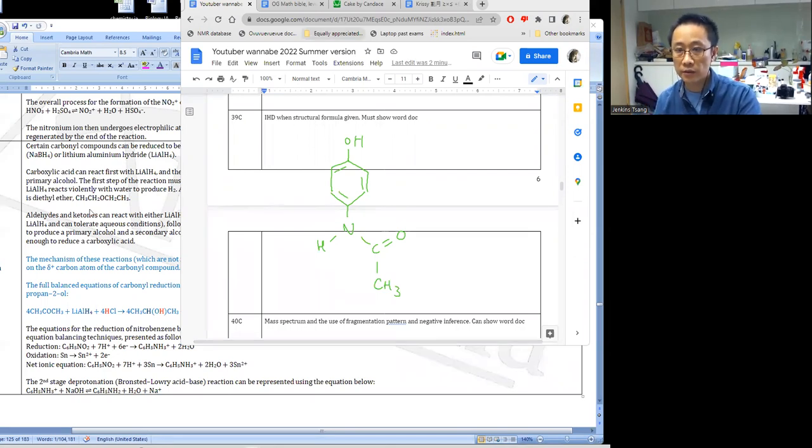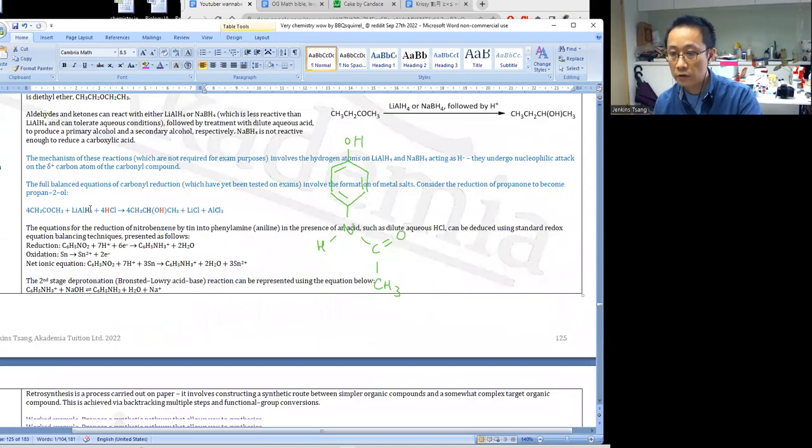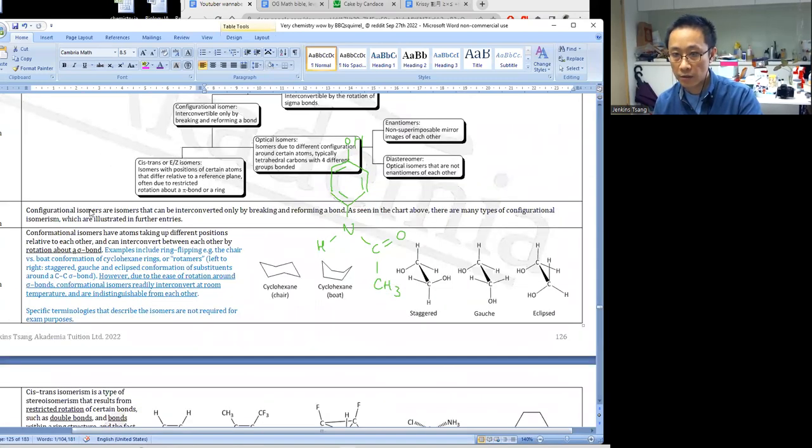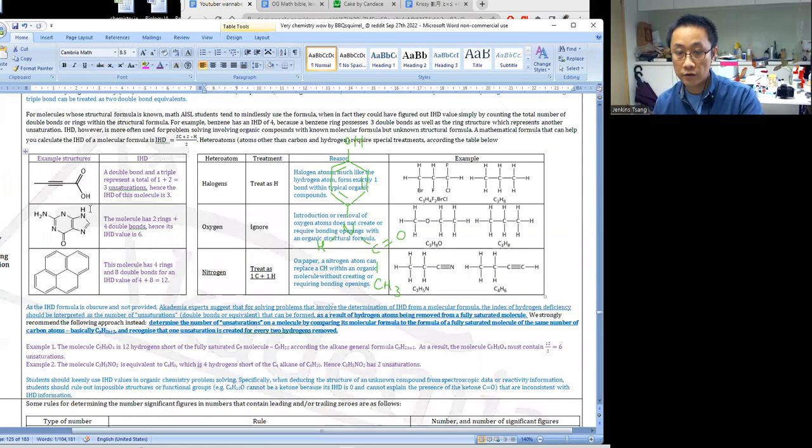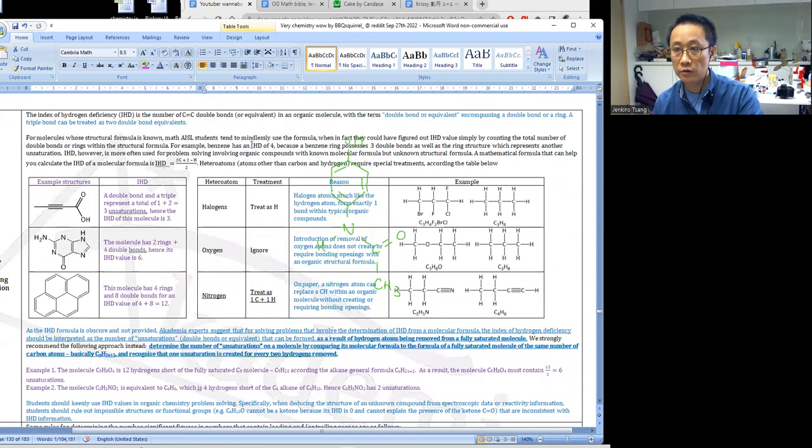The IHD formula is, number 1, not given, and number 2, difficult to remember because it's very difficult to memorize the derivation for it. So for a molecule whose structural formula is known, you're not supposed to use the formula. You're supposed to just count. And yes, I've seen students who try to come up with the formula, and that's just a waste of time and effort, and it's also a mistake-prone process, because even the pros can miss out on some of the hydrogens.